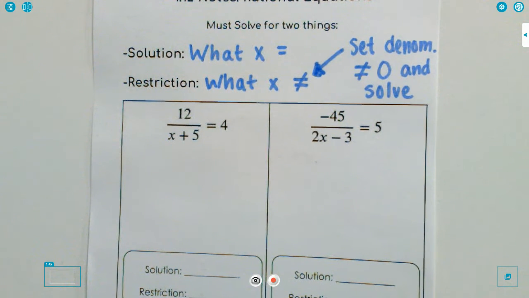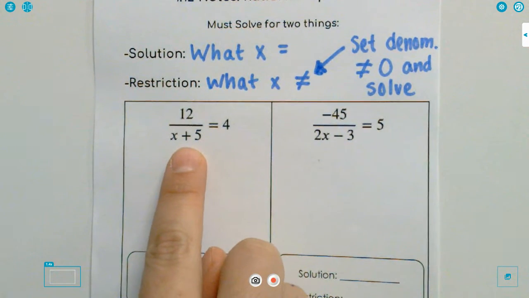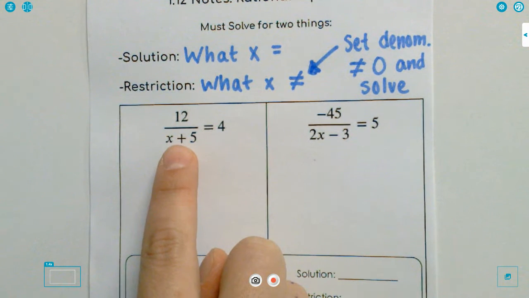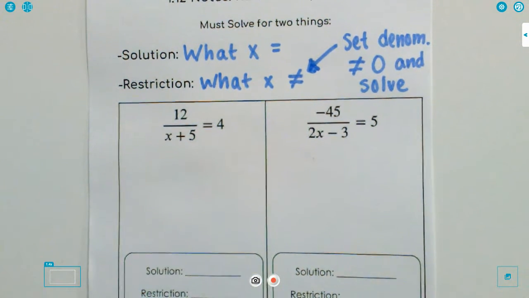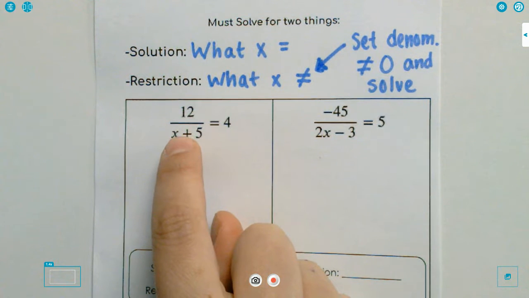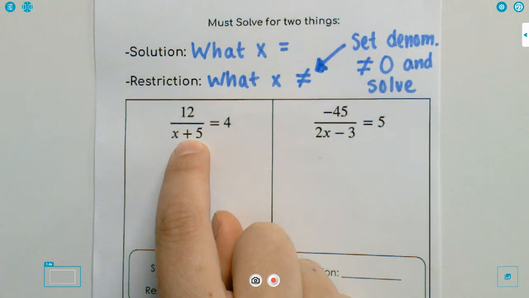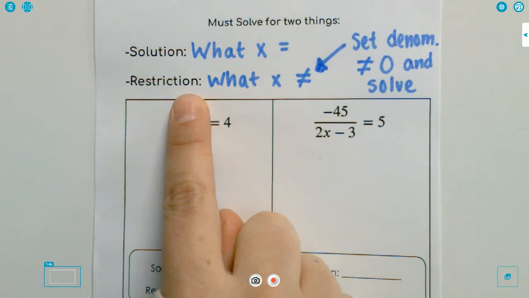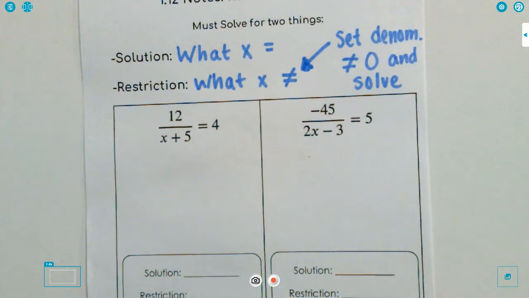The reason why we have to do that today is because we have x's in the bottom of these equations. If we have an x in the denominator of our fraction, then we have to make sure that the x in the bottom never equals a number that's going to make the denominator 0. Because if we have an x down here, and that number makes it so we're dividing by 0, we're not allowed to do that. So those are called restrictions, or sometimes people call them excluded values.